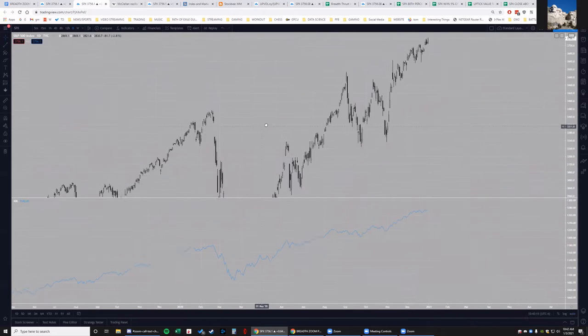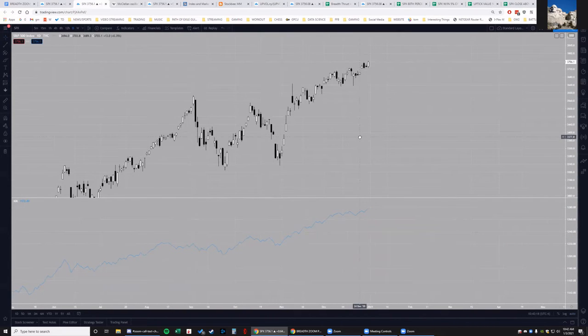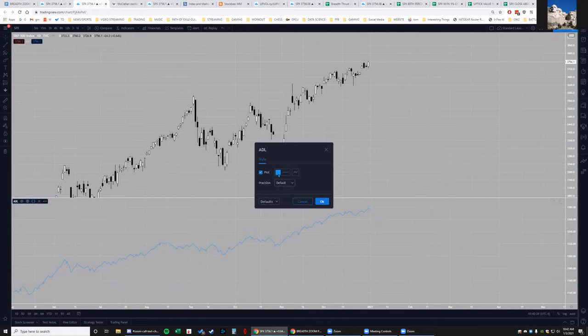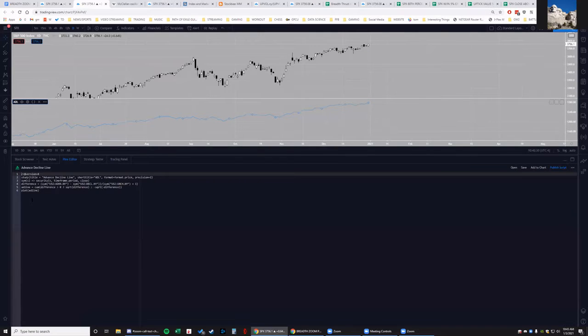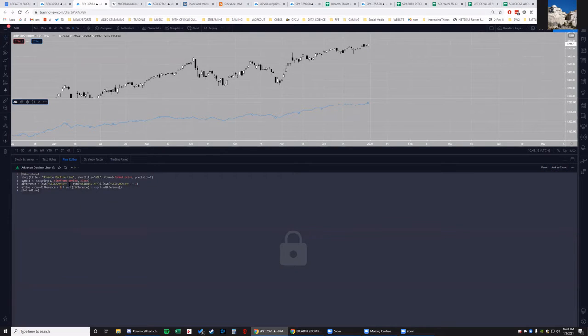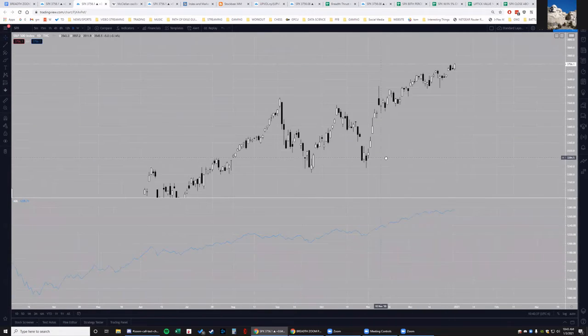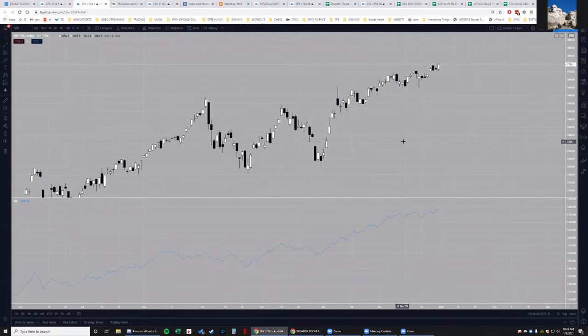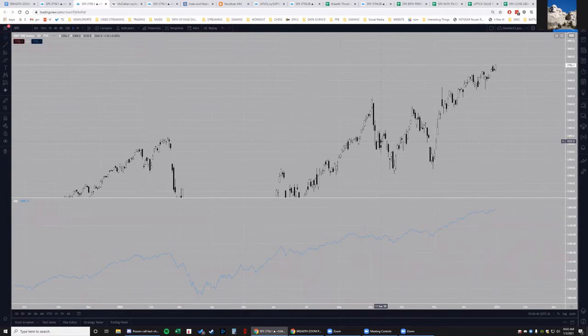Another way, the advance-decline line. Every day, the number of advancing stocks minus the number of declining stocks. I think they use all stocks. I can't remember how this one's calculated. No, this is NYSE. So this is the number of advancing stocks on the NYSE minus the number of declining stocks on the NYSE, and then each day they add, it's cumulative. That's how you get the AD line. A lot of people like this one.